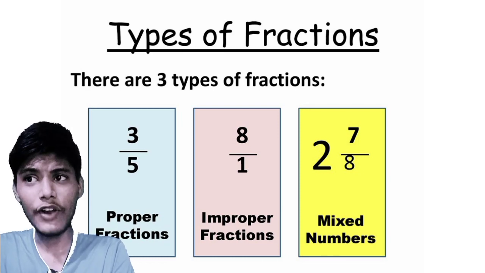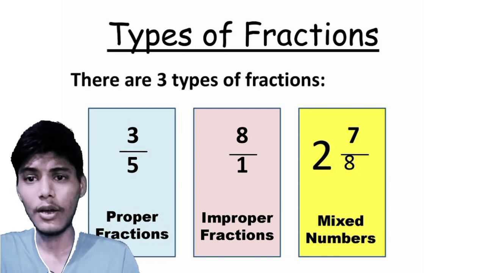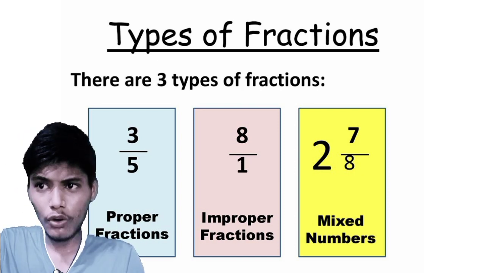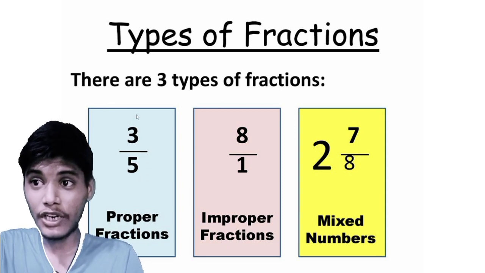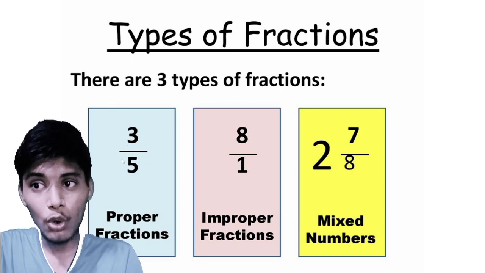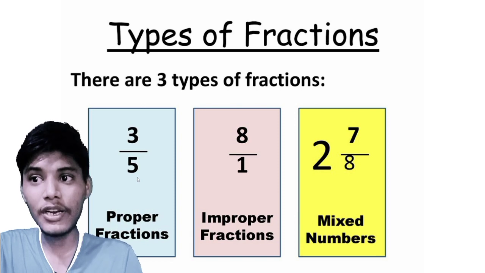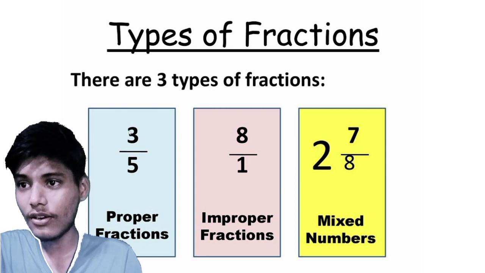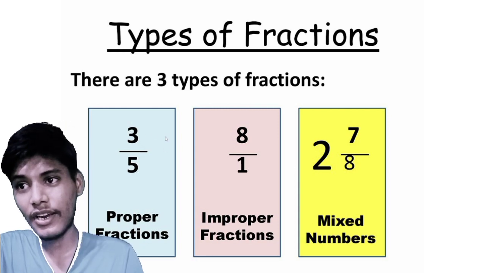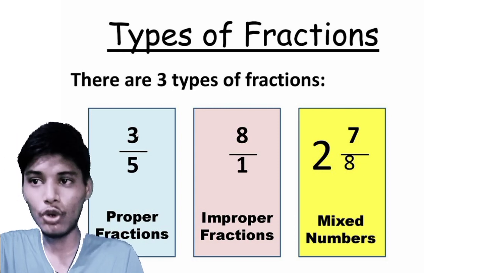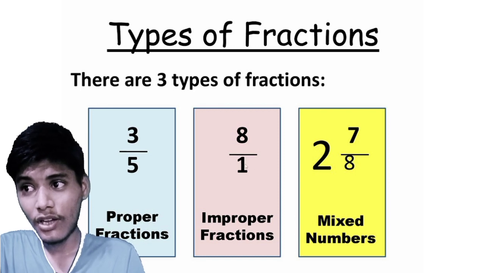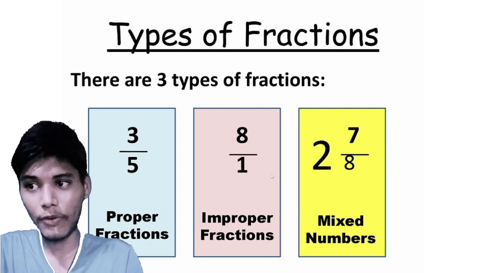Now, how many types of fractions are there? There are 3 types of fractions: proper fraction, improper fraction, and mixed fraction. So what is a proper fraction? I have already told you what the numerator and denominator are. The numerator is the upper part of the fraction and the denominator is the lower part. If the denominator is greater than the numerator, then it is called a proper fraction. And if the denominator is less than the numerator, then it is called an improper fraction.